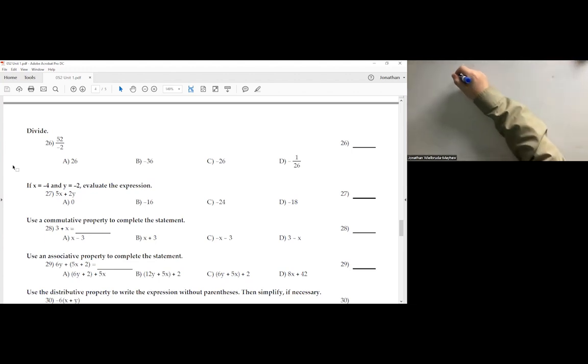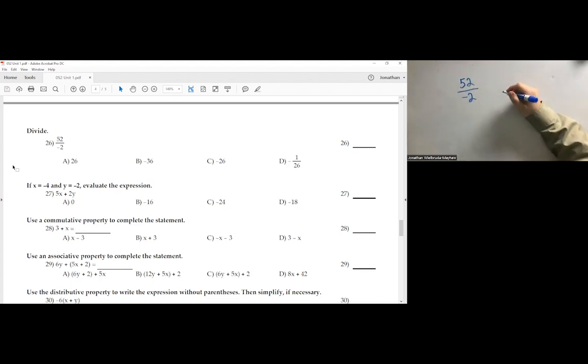Number 26. 52 over negative 2. That's division. It's positive divided by negative. The signs are different, which means our answer is negative. 52 divided by 2 is 26. So our answer is negative 26.